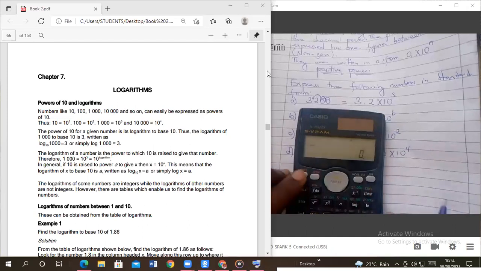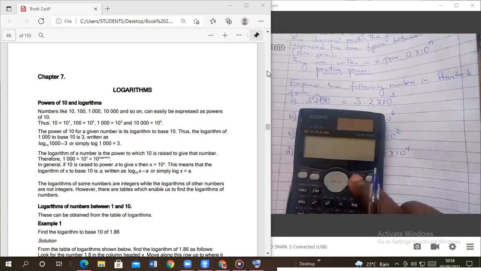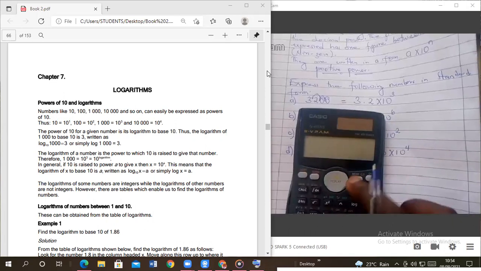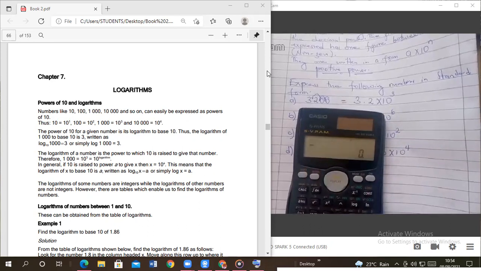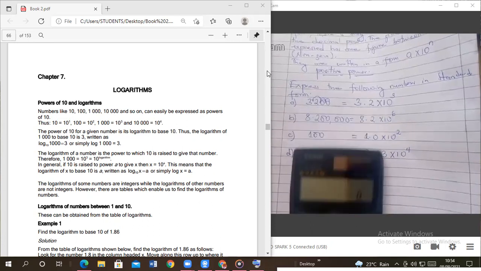Before you start using any calculator, first reset it so that you avoid errors. How do you reset? You press Shift, Mod, then reset all. You press 3, then you press the equal sign 2 times, like that. Okay?